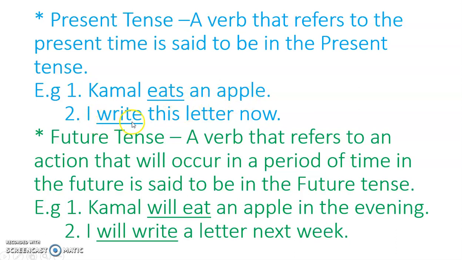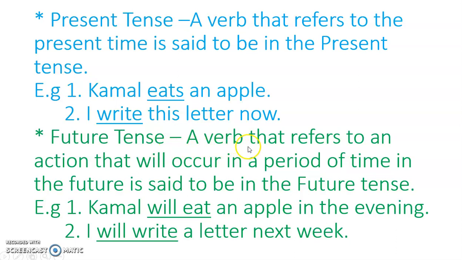Number two, I write this letter now. I write this letter. I am writing now. Right now I am doing the action. So I write this letter now. So a verb that refers to the present time. Right now, what is happening in the present right now is said to be a present tense. Next is future tense.